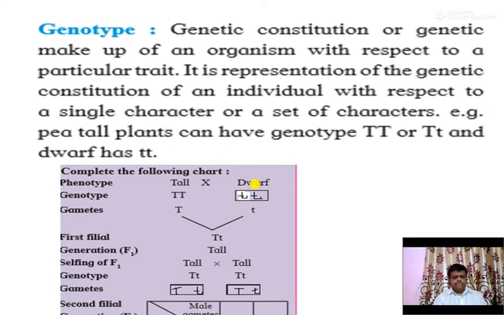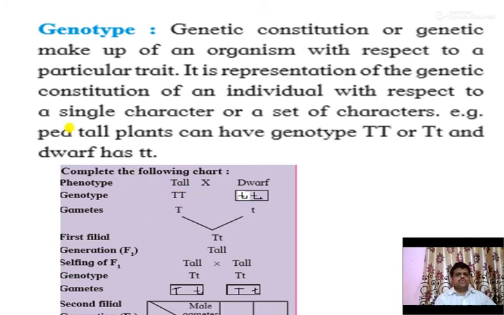Now the genotype is a representation of the genetic makeup of an individual with respect to a single character. Tall can have a capital T and capital T, and one more genetic makeup, that is the capital T and the small t. So what is genotype actually? This is genotype. You can see the genotype in this monohybrid cross.